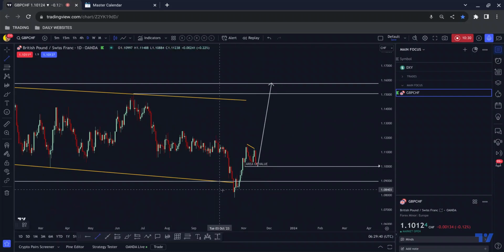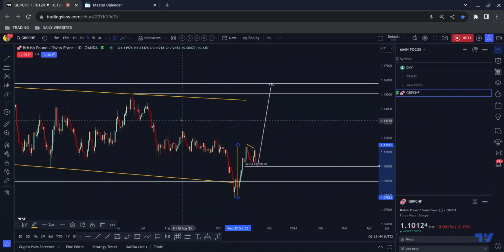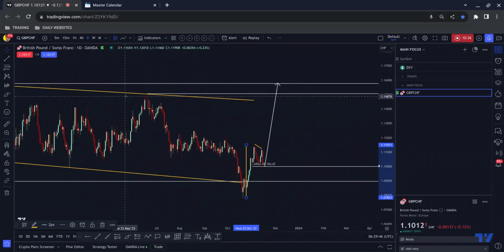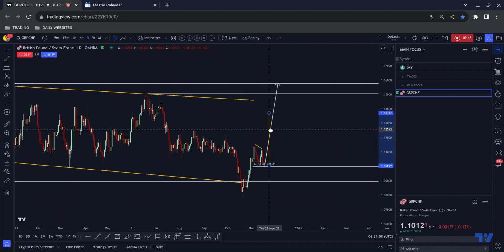If we just measure the impulse, of course, if we do find our way all the way up here to take out this high, there will likely be further corrections which give us the volume that we need to push all the way up to here, if that even happens. But if we just measure what we've got at the moment, this impulse correction continuation, and we assume that the leg out of the correction is of a similar length, that would take us all the way up to here.